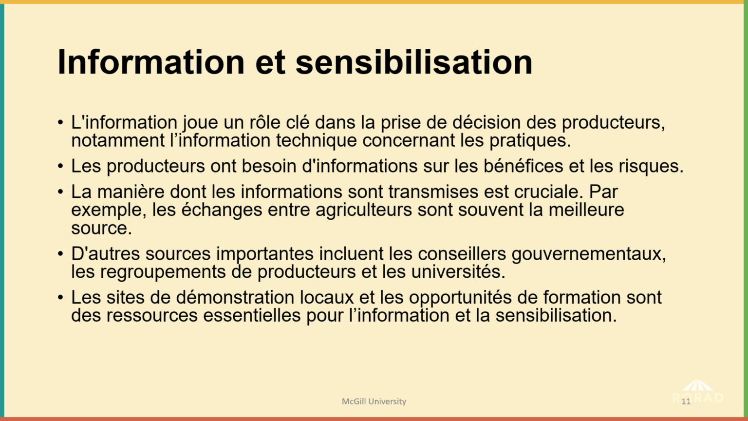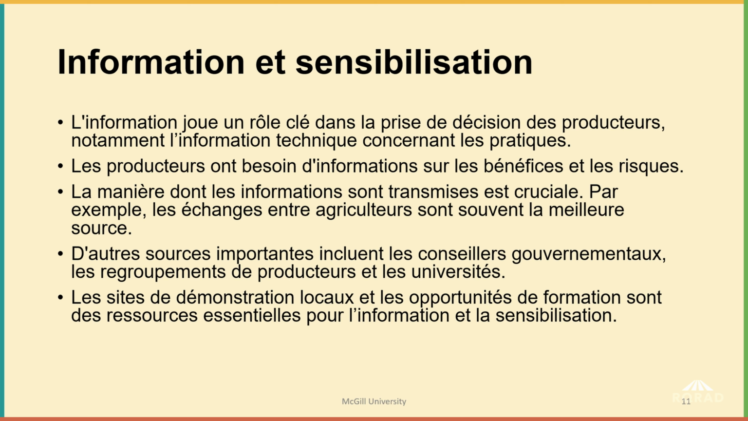So again, some of the things that we want to look at. One is going to be information and awareness. Okay, it plays a really important part in producer decision-making. It includes the technical information about what the practice is, but we also have to provide information on the benefits and the risks of those practices. Again, that's an important part of the process, how we deliver that information.